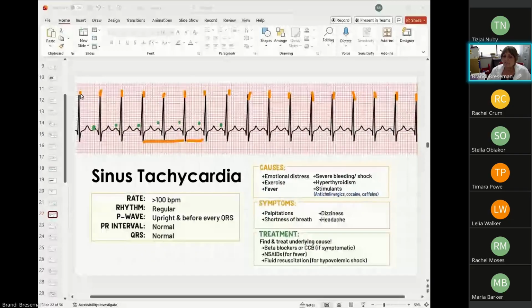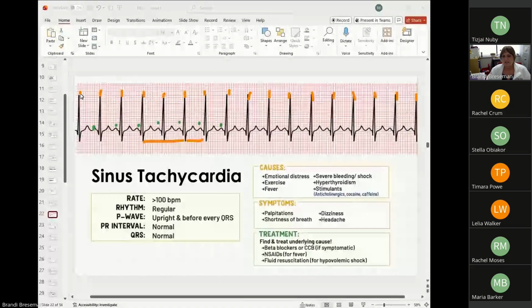And then we have things like our stimulants. So this is caffeine, any type of chemical stimulant like cocaine, anticholinergics. I can't come up with my word. Like Adderall, Ritalin, those type of things. Okay, those can all cause some tachycardia.